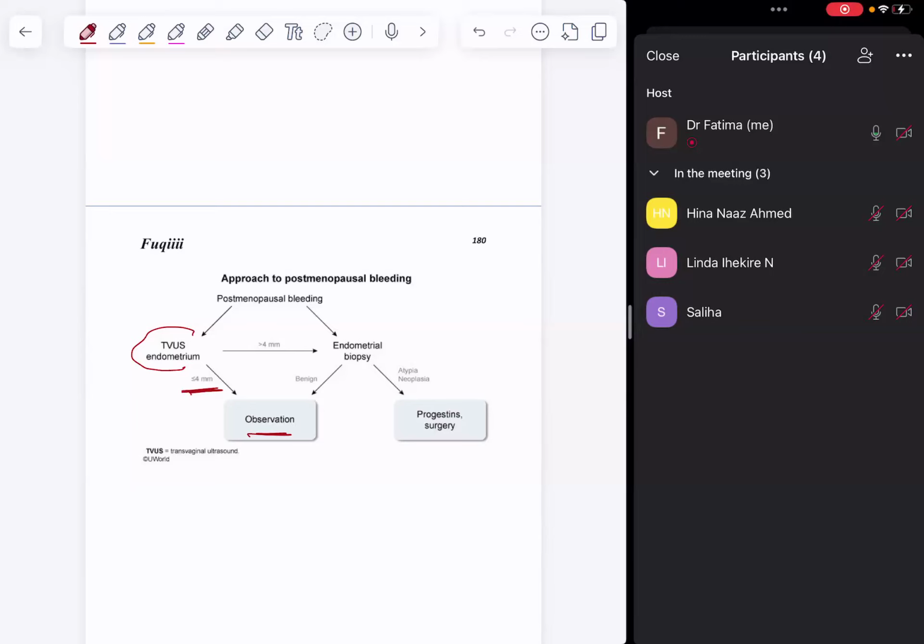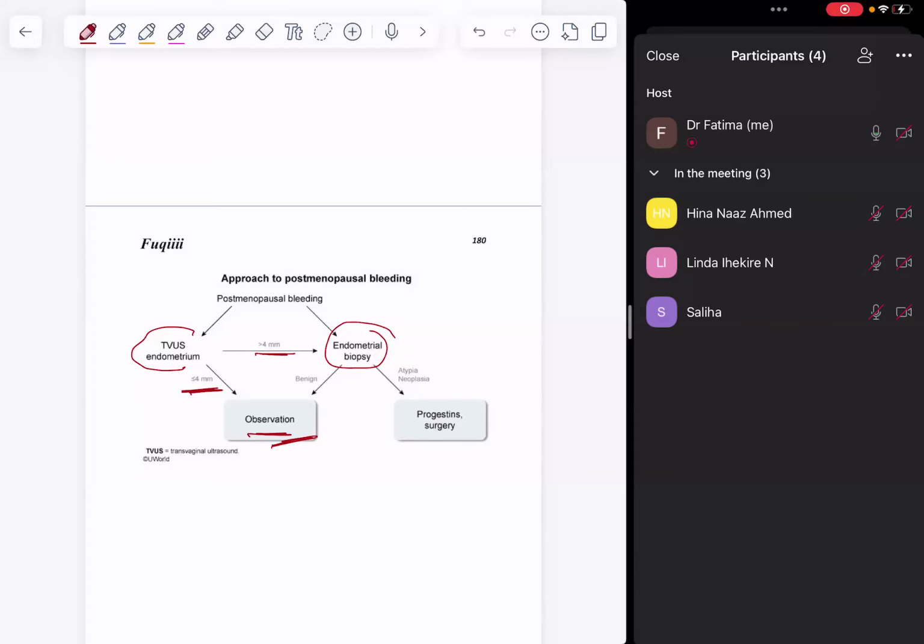But if the endometrial strip is above 4 mm, there is a possible risk of hyperplasia or malignancy. So now you can go for endometrial biopsy to look for atypia or cancer. When you interpret the biopsy, if the biopsy results are benign or normal, then you can simply observe the patient. It could be atrophic endometrium or hormonal changes. So reassure the patient, and no further action is needed unless bleeding reoccurs.